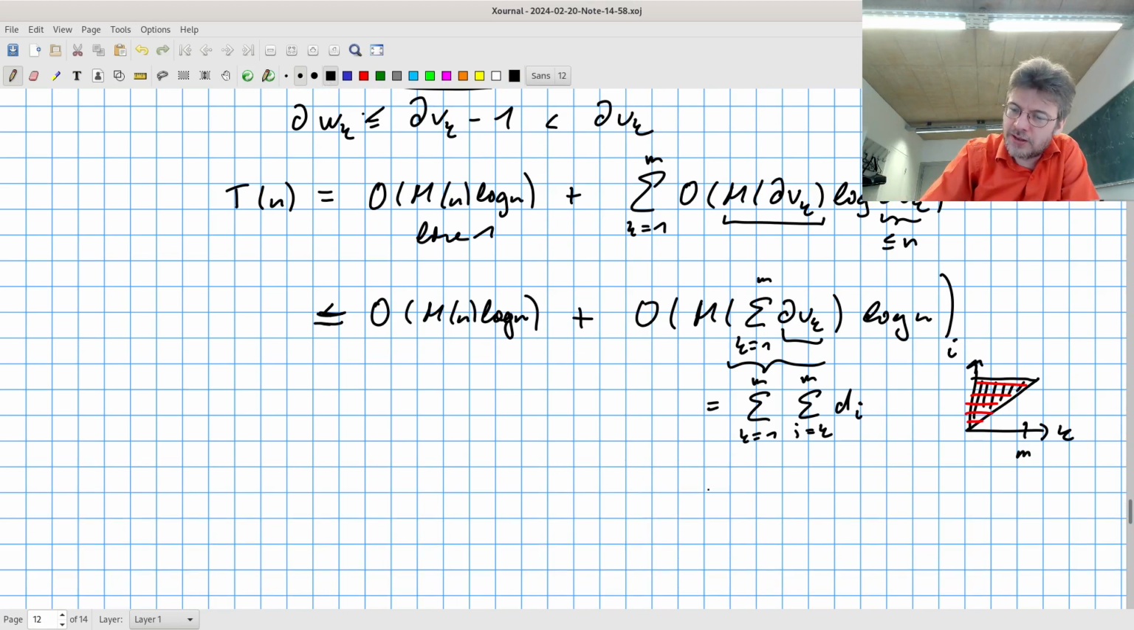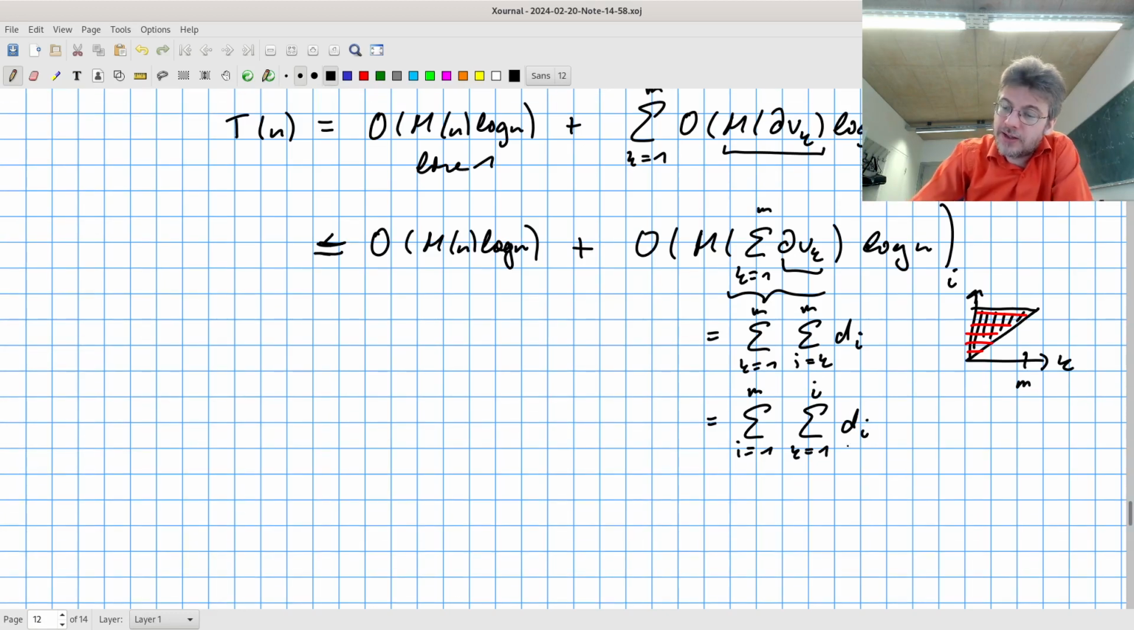Now if I reverse the order of summation, that means I do the summation instead like this, and then I get the sum over i from 1 to m, and then the sum over k from 1 to i of d_i. But now this d_i does not depend on k anymore. So here I'm summing over i copies of this, so this one is really i times d_i. And then in the outer sum there is the sum over i from 1 to m of i times d_i.